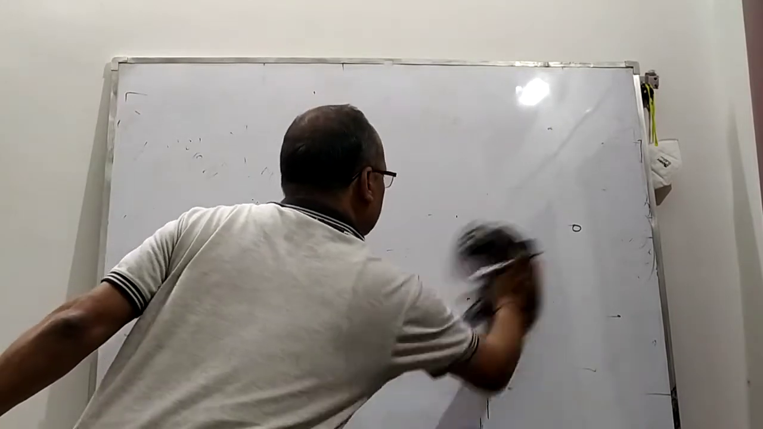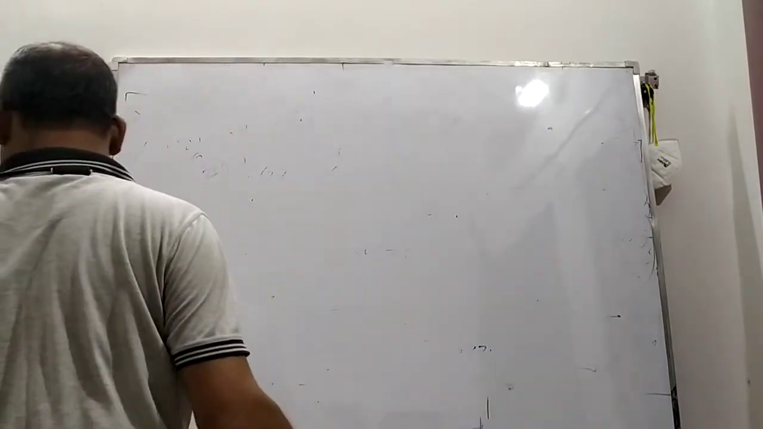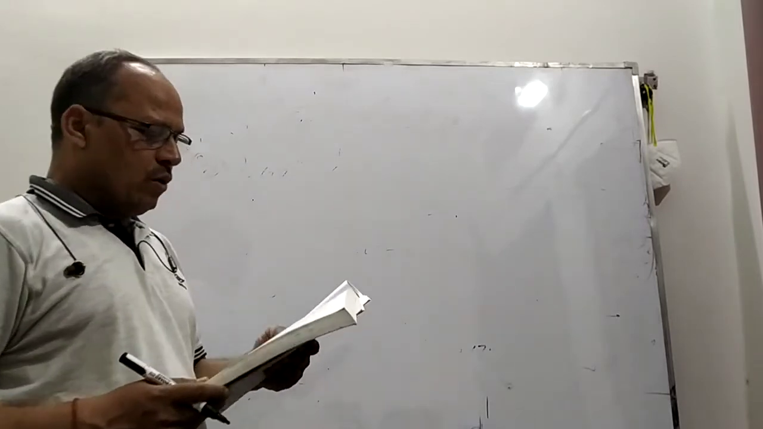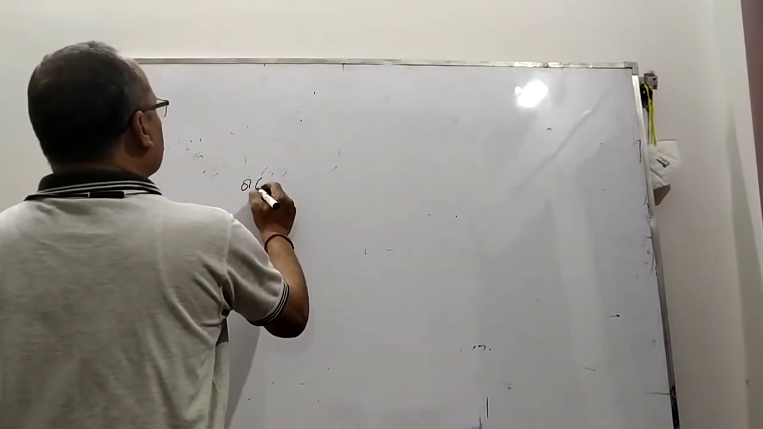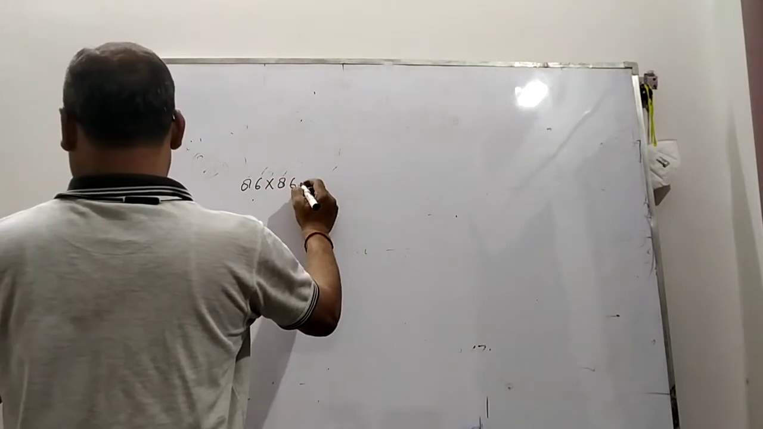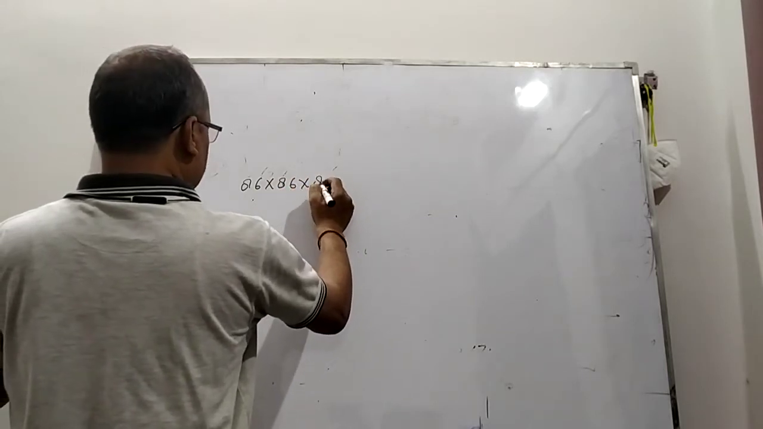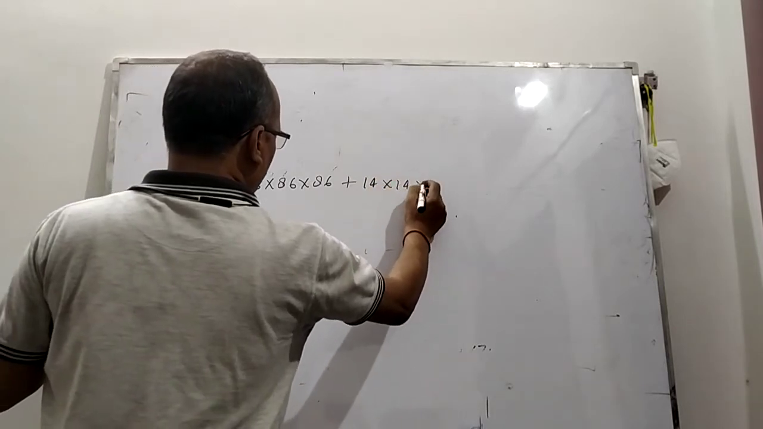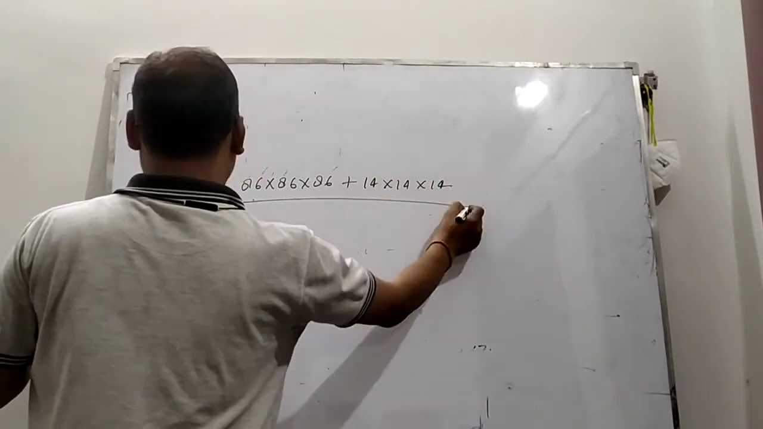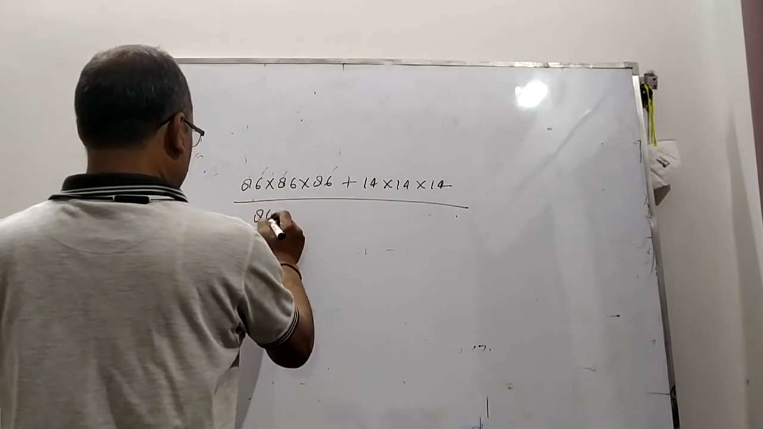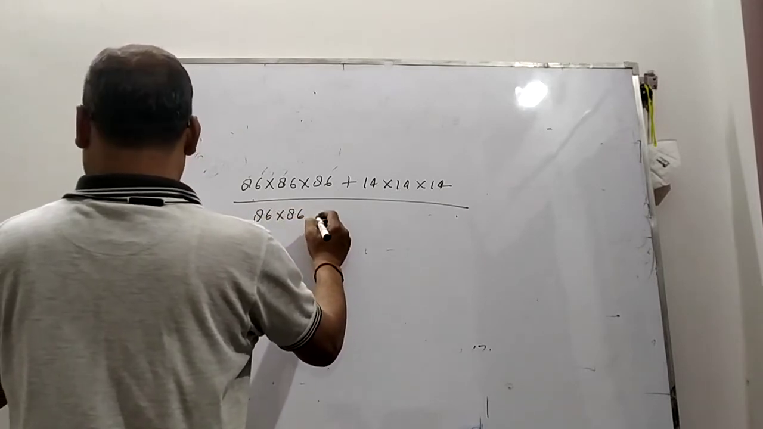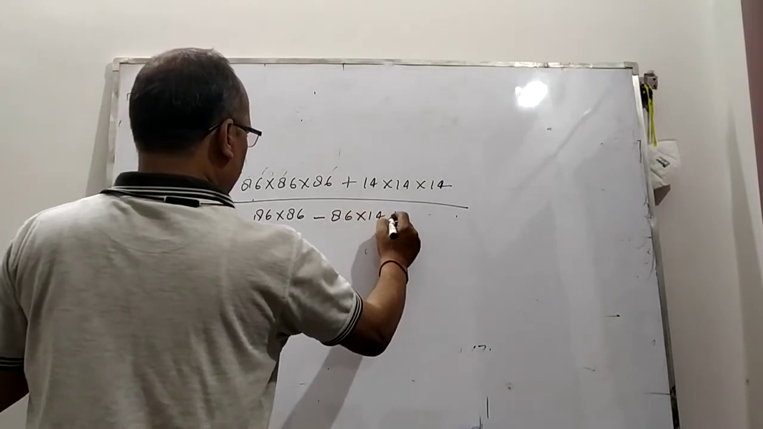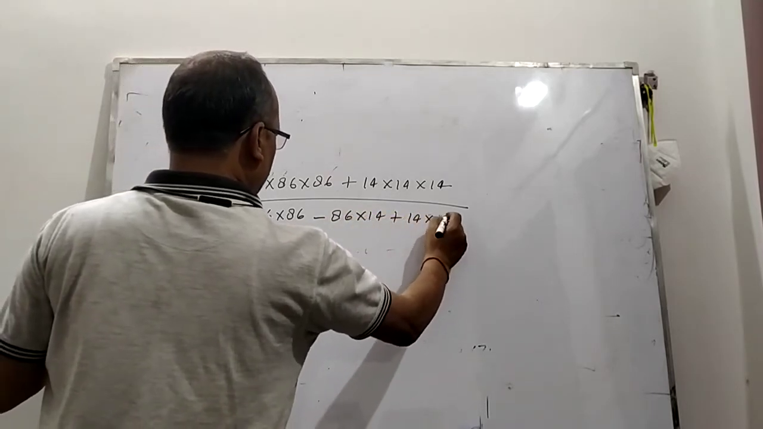You will see the last question of this exercise. Using suitable identity to find value of this: 86 into 86 into 86 plus 14 into 14 into 14 upon 86 into 86 minus 86 into 14 plus 14 into 14.